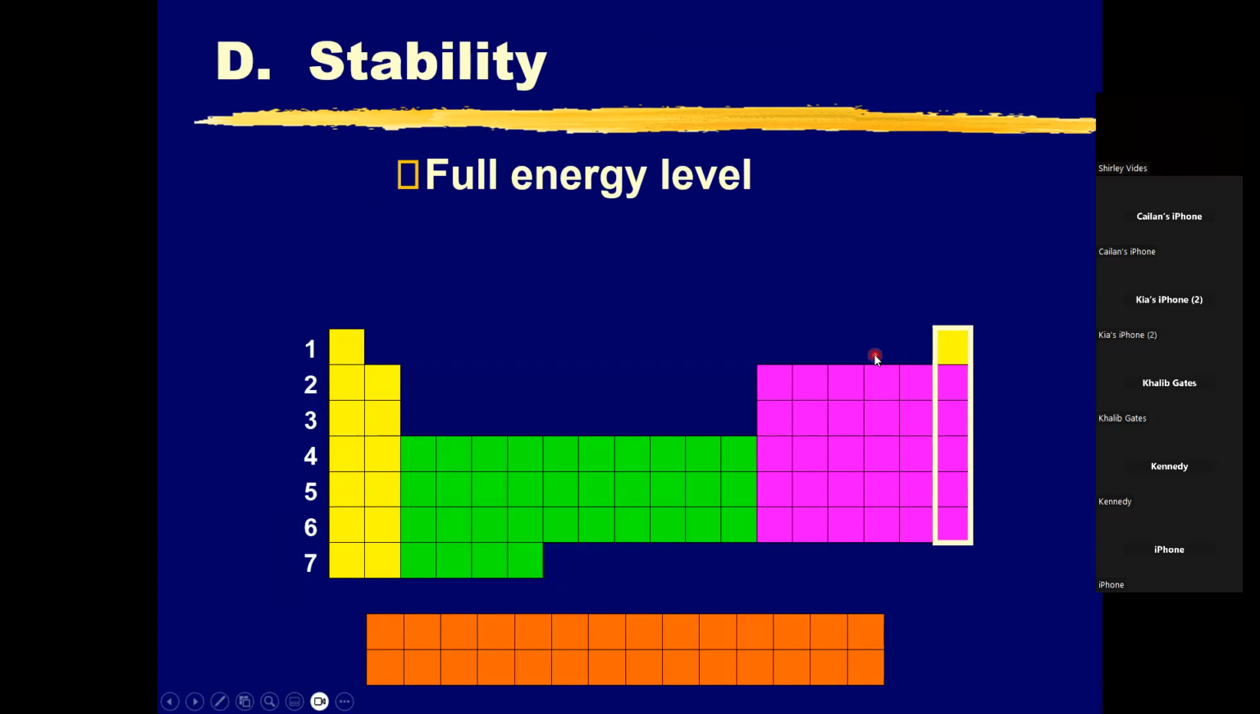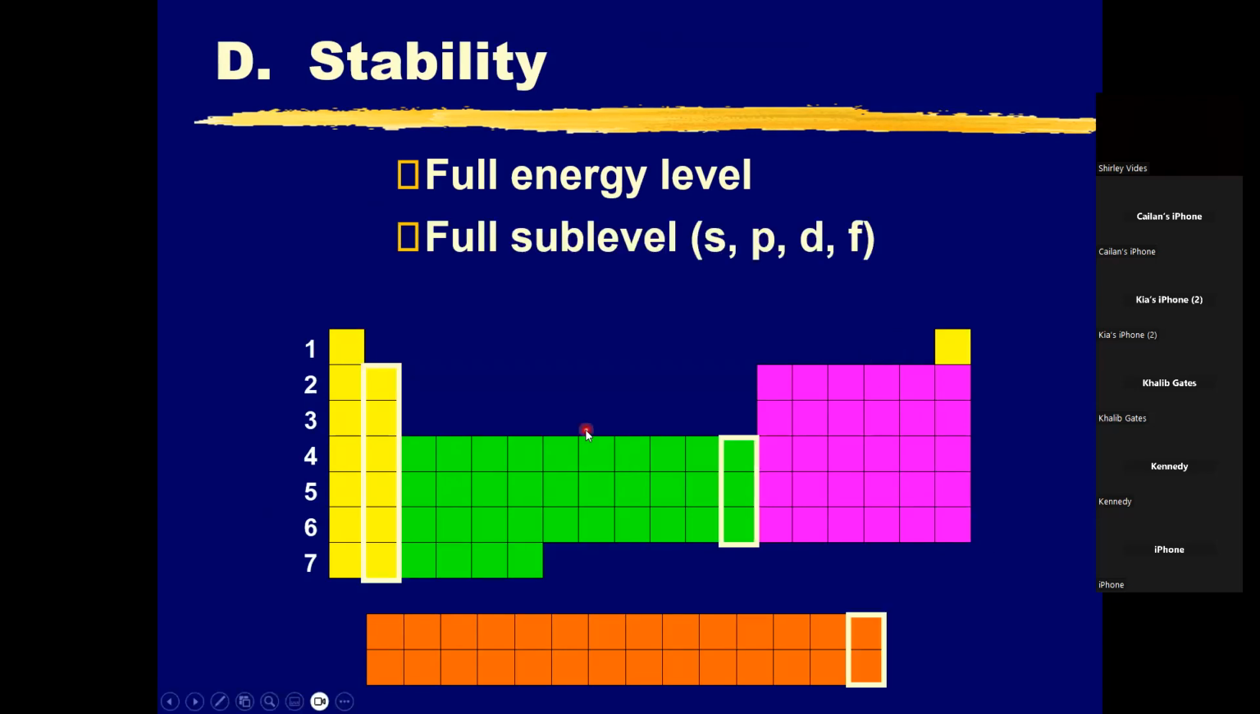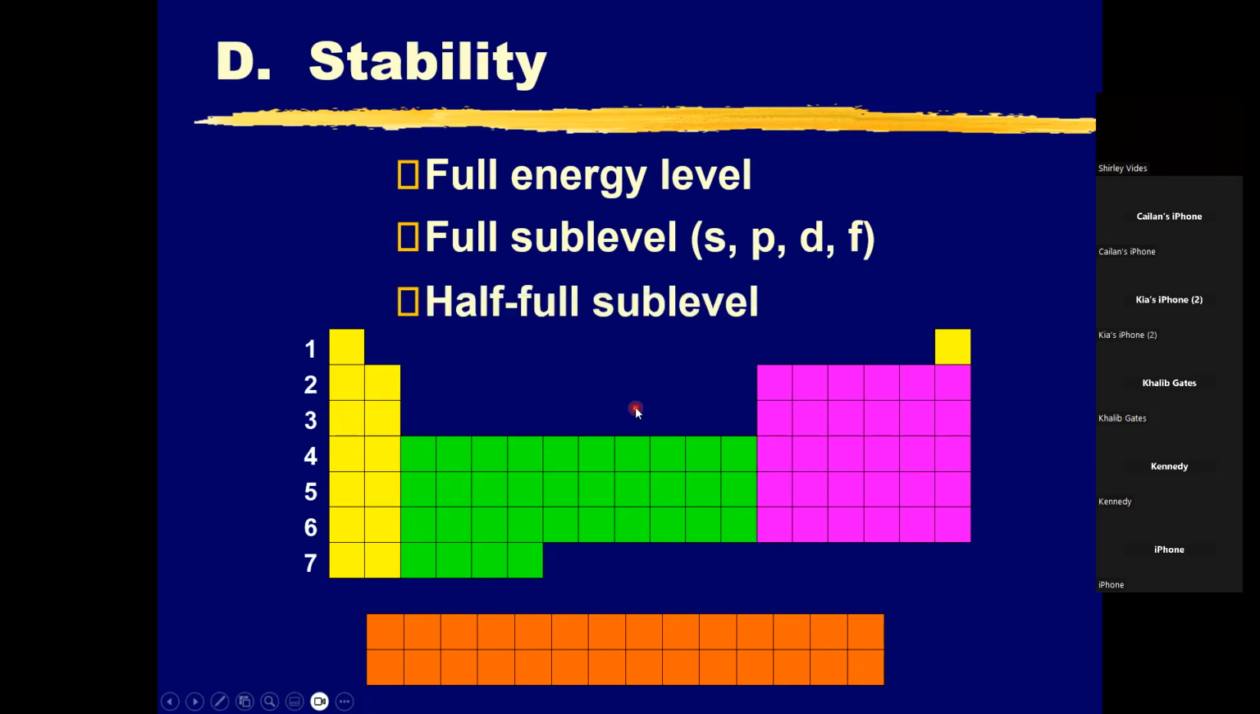Now, the other one is a full sublevel. So the full S, the full P, well, not the P because that's a full level. The full D and the full F are more stable. The next one is a half full. Well, you cannot be half full S, so it's either full or 1. So we're talking about the P here, the D here, and the F here. So these are the most stable of the others.